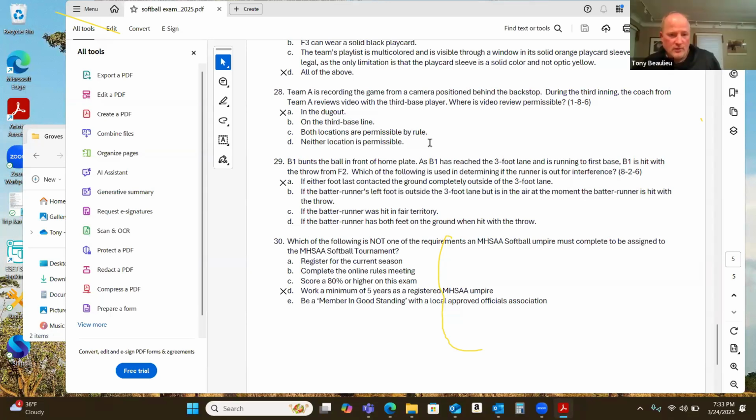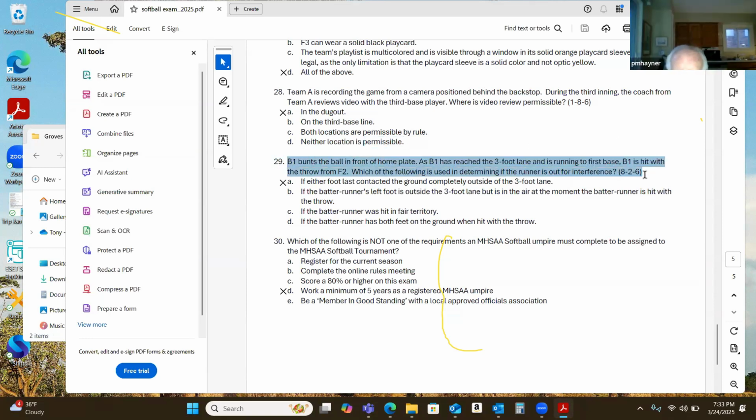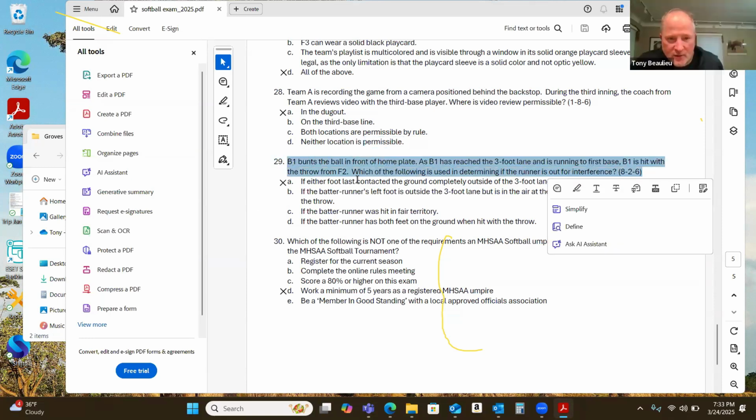Because I don't think there is a throwing component to the rule. Yes, there is, in baseball. And I'm wondering about softball too. Page 64, Rule 8-2-6. It's the only time the throw has to be made. Okay, then I stand corrected. And I appreciate that because I am not a rules expert. I'm just running the meeting.